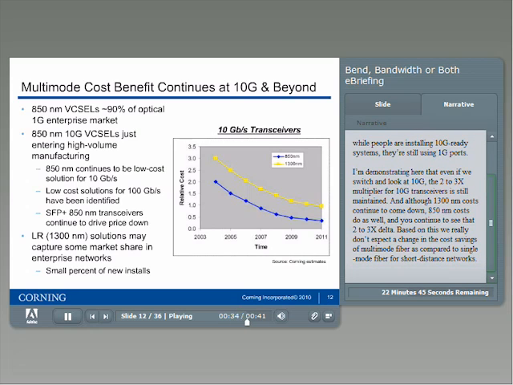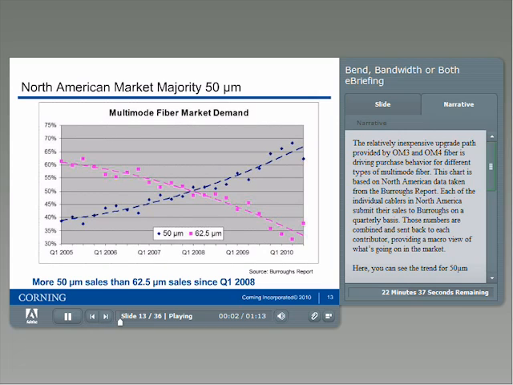Based on this, we really don't expect a change in the cost savings of multimode fiber as compared to single-mode fiber for short-distance networks. The relatively inexpensive upgrade path provided by OM3 and OM4 fiber is driving purchase behavior for different types of multimode fiber.